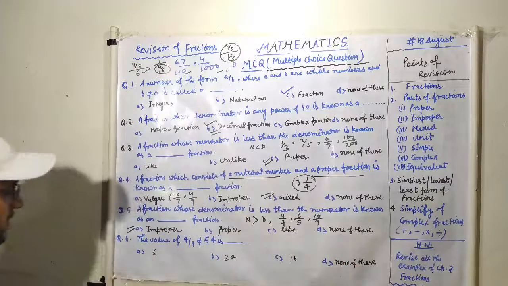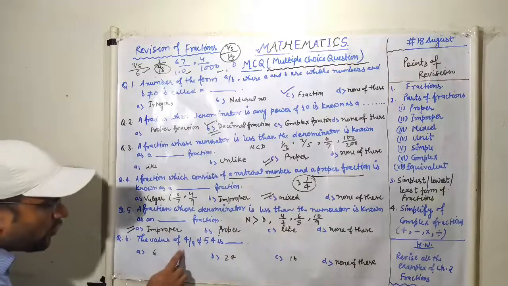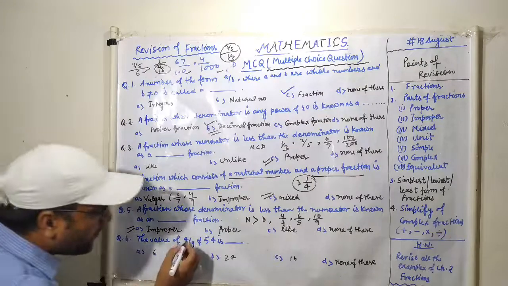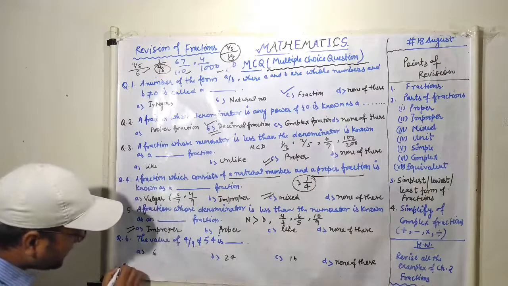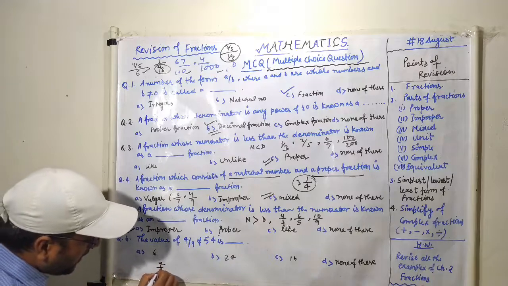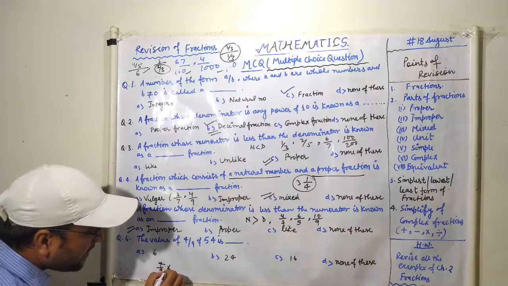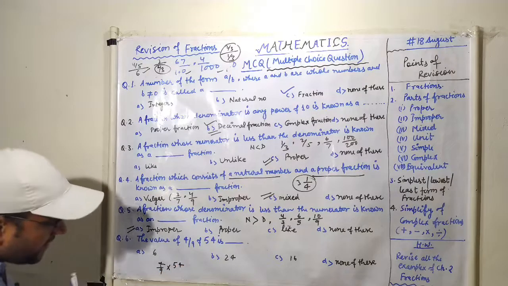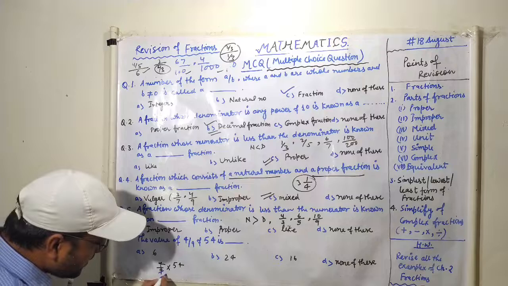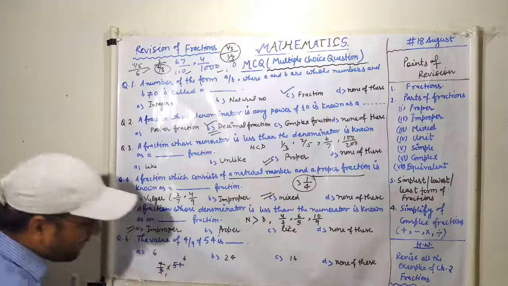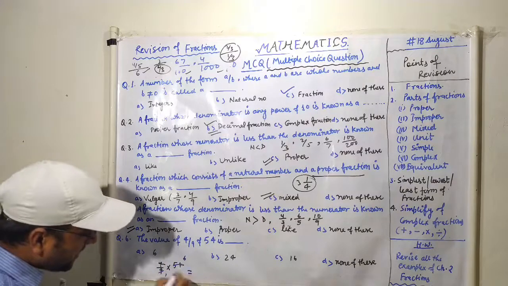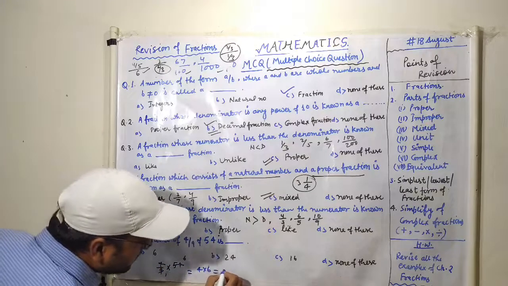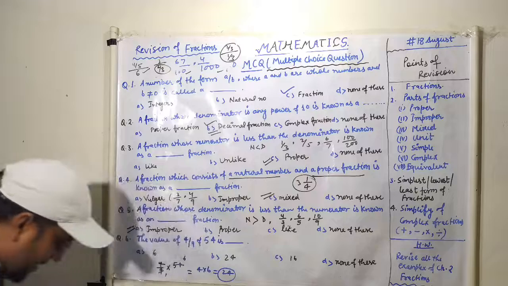Now question number 6: the value of 4 upon 9 of 54. Very easy, students. 4 upon 9 of means multiplication with 54. So cancel out by the denominator: 9 1s are 9, 9 6s are 54. What is remaining in the numerator? 4 and 6. Multiply 4 into 6, 6 4s are 24. So your answer is 24.